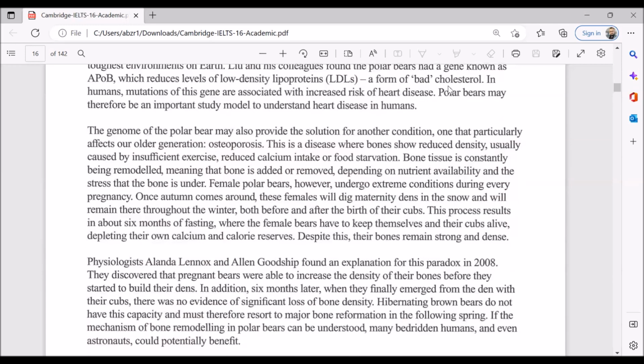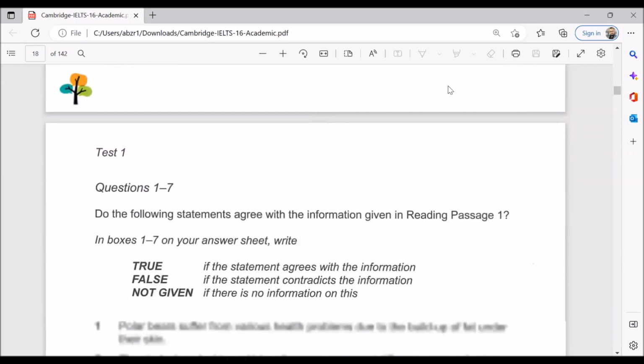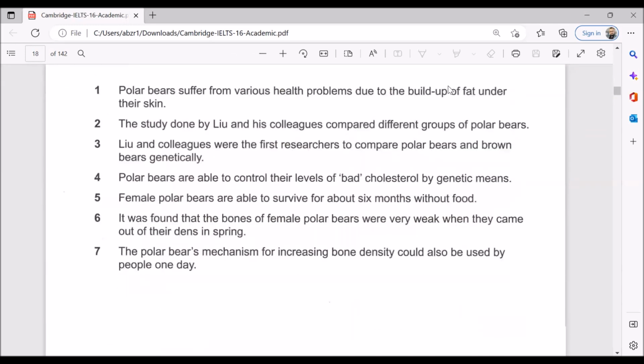So this process results in about 6 months of fasting. Now, of course, giving birth is related to the females only. And to answer the question number 5, female polar bears are able to survive for about 6 months without food. Fasting means they are not taking food. See, they have not used the similar words, survive without food. They are saying they have a 6 months fasting, which is the same information. So the question number 5 would be the true statement.